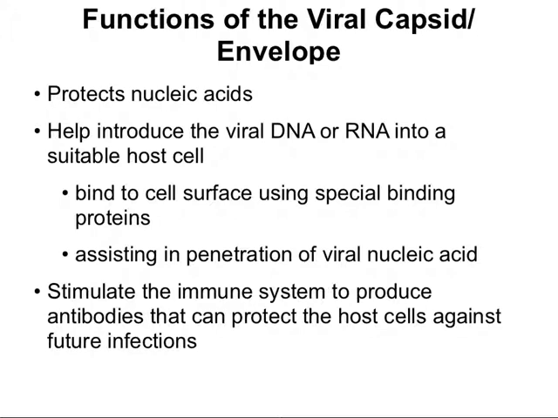Also, the barrier layer is involved in introducing the viral DNA or RNA into a suitable host cell. They help the virus bind to the cell surface using their very specific special binding proteins. And they also assist in penetration of the viral nucleic acid. We most recently looked at the tail fiber proteins in the complex capsid. These proteins found in the capsid in the envelope also stimulate the immune system to produce antibodies that protect us or other host cells against future infections from that same virus.